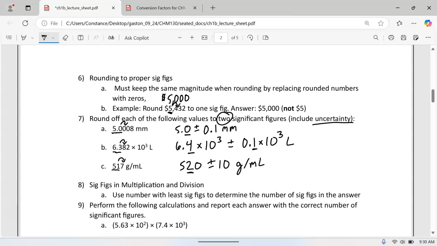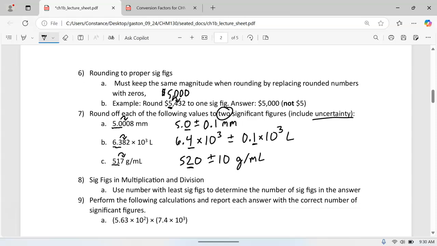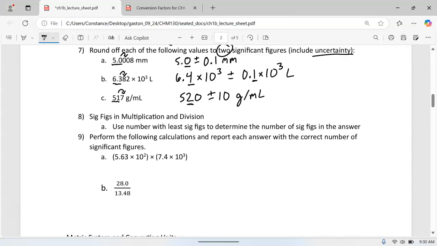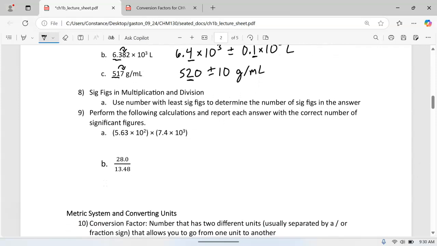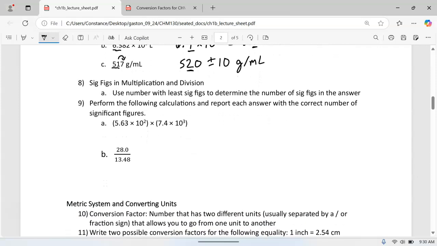Okay, but again, probably in your homework platform, you may not even need these plus or minuses. They're just there to show you what uncertainty looks like. Okay, and then the last part about sig figs is multiplication and division. So we want to use the number with the least sig figs to determine the number of sig figs in the answer.